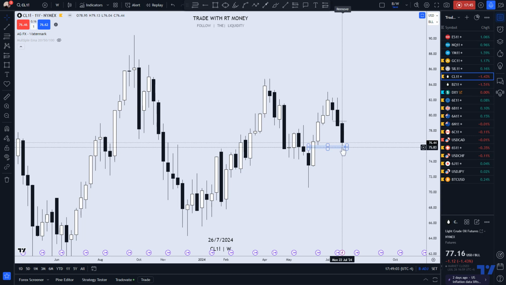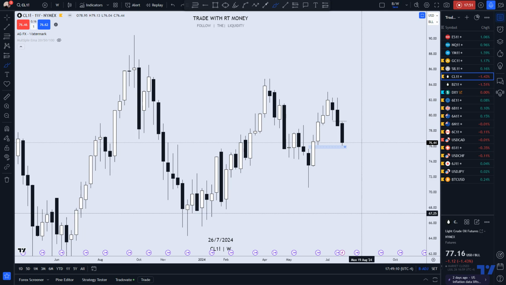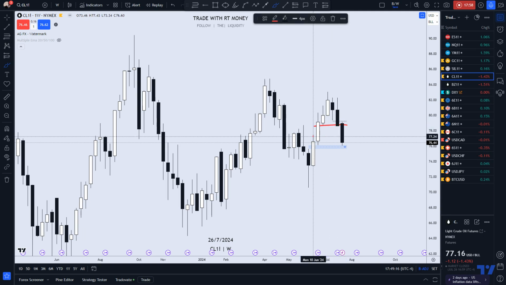So we're here now. Do I expect price to swing up higher from here? Not necessarily, because price should have expanded from here. It didn't. It failed. We're going to come down and we're going to test this swing low here.